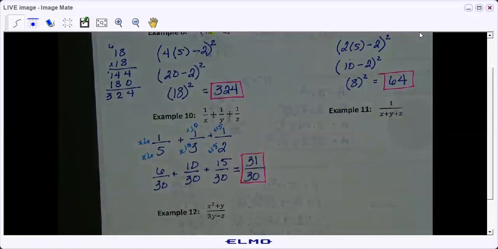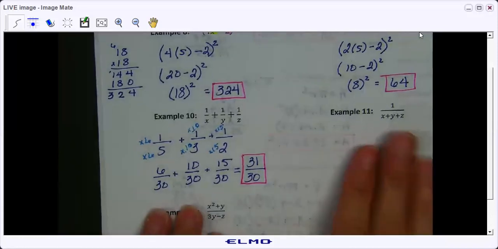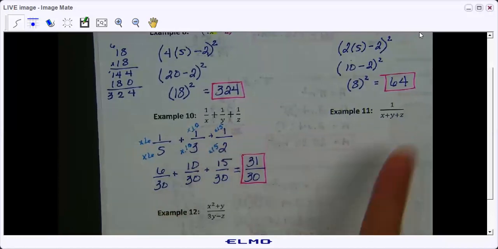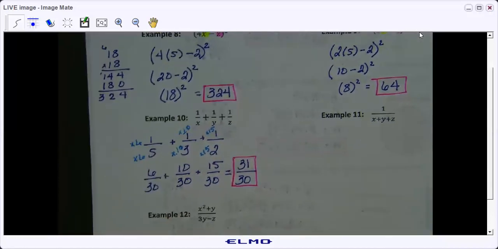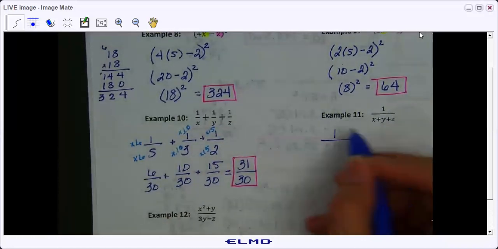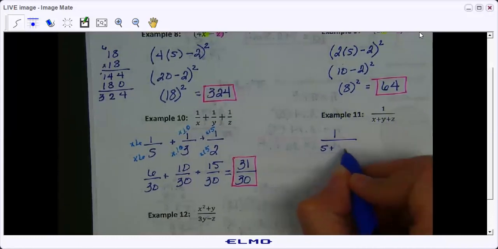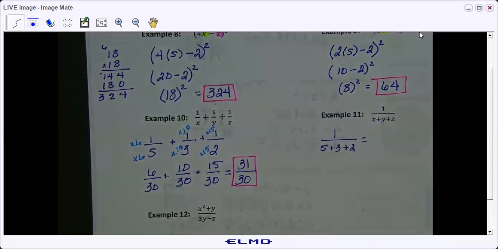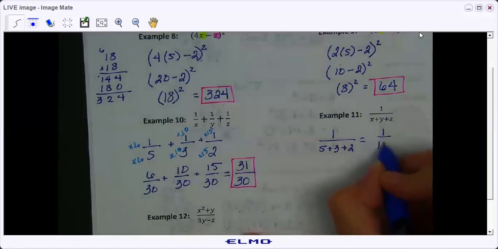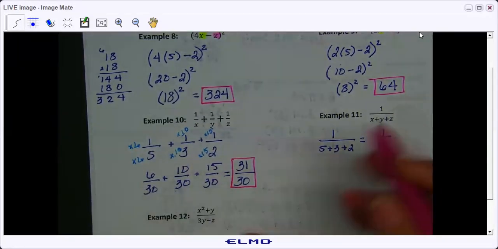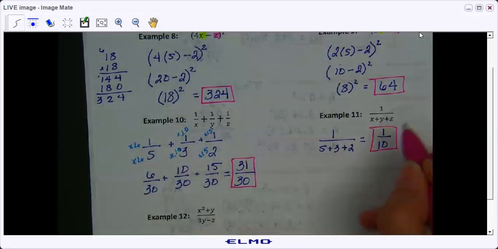Okay, for example 11, all you're gonna do is you're gonna substitute it in and then you add your numbers in the denominator and you're pretty much finished. So I'm just showing you the difference between something that looks like this and something that looks like this. So in this one, let's go ahead and plug in our numbers. We have 1 over x, which is 5, plus y, which is 3, plus z, which is 2. And all you're gonna do is add those numbers together. 5 plus 3 plus 2 is 10. So your answer is 1 over 10. That one was pretty quick.